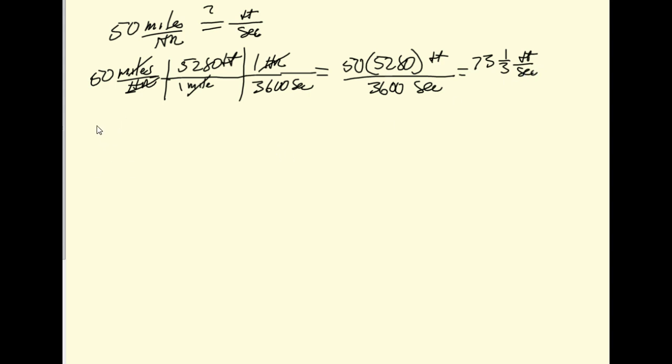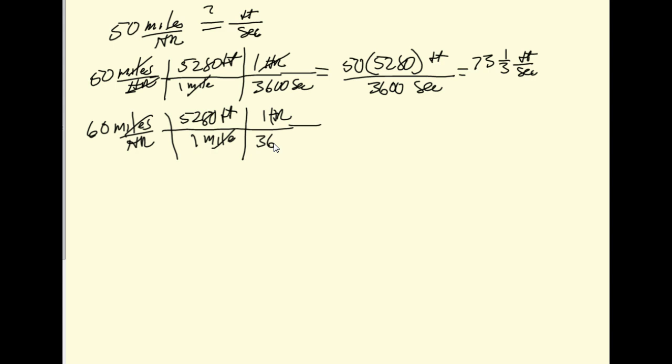Let's say you're traveling in a car 60 miles an hour. 60 miles per hour. 5,280 feet equals 1 mile. Miles cancel. 1 hour is 3,600 seconds. Hours cancel. That's equal to 88 feet per second. What does that mean? 88 feet per second. When you're traveling 60 miles per hour, your wheels are traveling 88 feet per second.